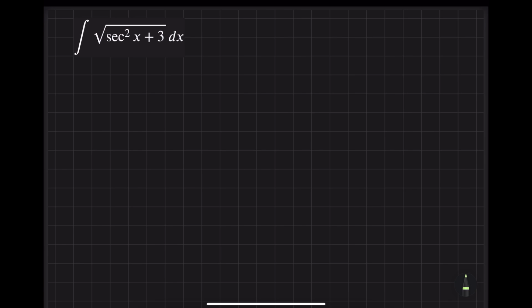So first you are observing a root, so hopefully you can think about rationalization. Let's try to do that. I'll multiply and divide by root of the same thing. So we will have sec square x plus 3 in the numerator, and sec square x plus 3 in the denominator, dx.